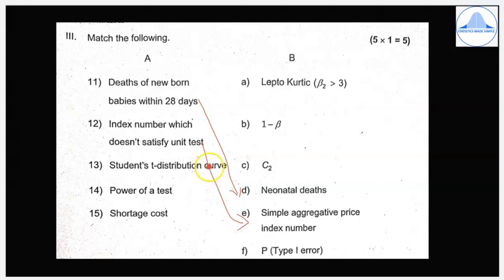The student's t curve is a leptokurtic curve, that is beta 2 is greater than 3. The power of the test is denoted by 1 minus beta. The shortage cost is denoted by C2.